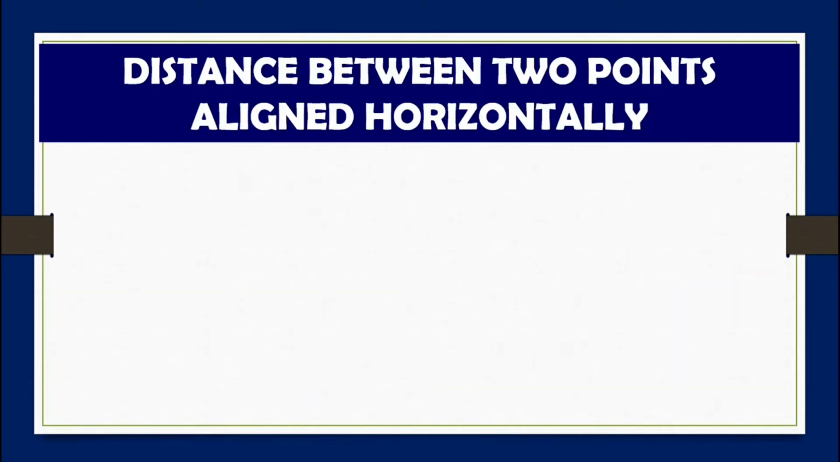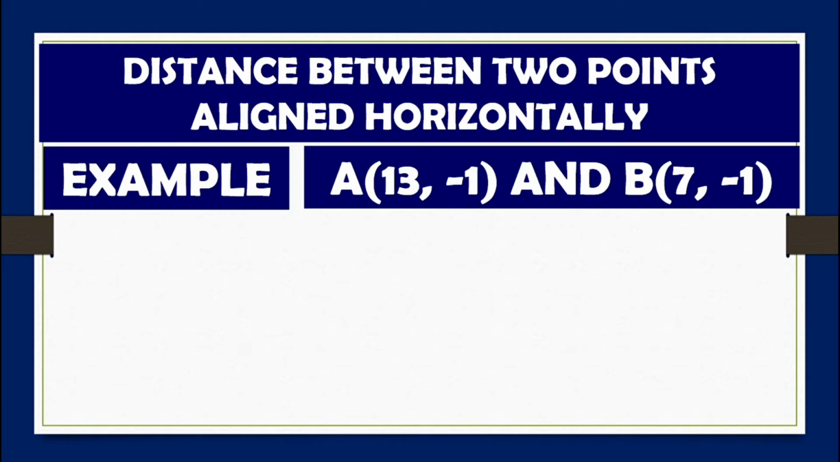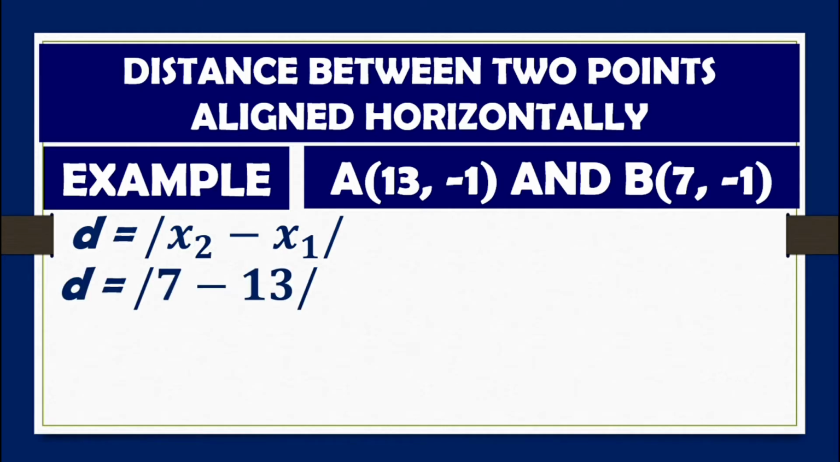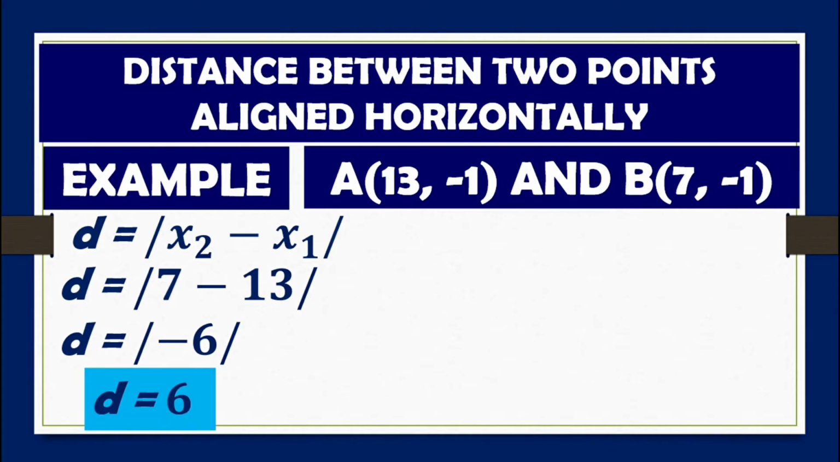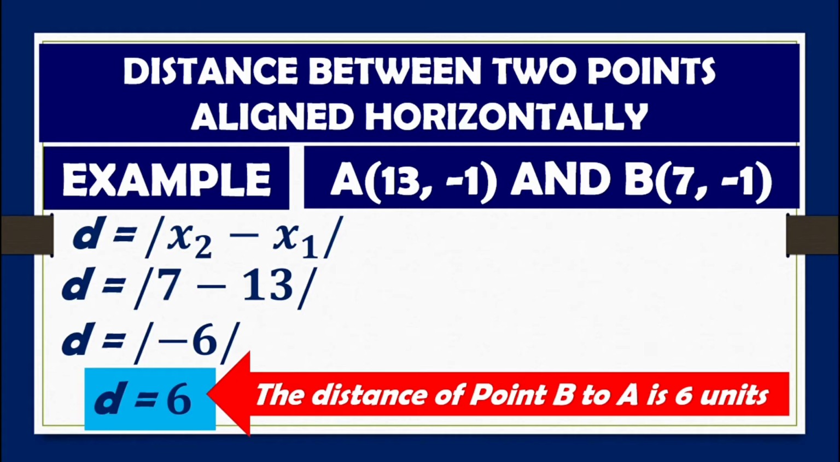Another example. Here, point A has coordinates 13, negative 1. And B has coordinates 7, negative 1. We will utilize the equation D is equal to the absolute value of x sub 2 minus x sub 1, where x sub 2 is 7 and x sub 1 is 13. 7 minus 13, the result is negative 6, and the absolute value of negative 6 is positive 6. Therefore, we can say that the distance of point B to A is 6 units.